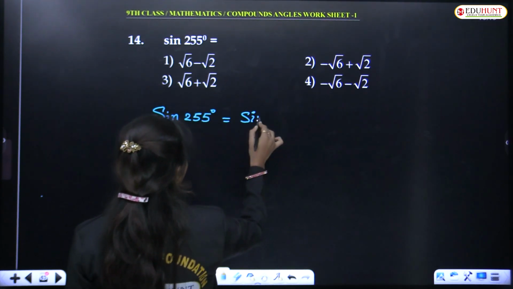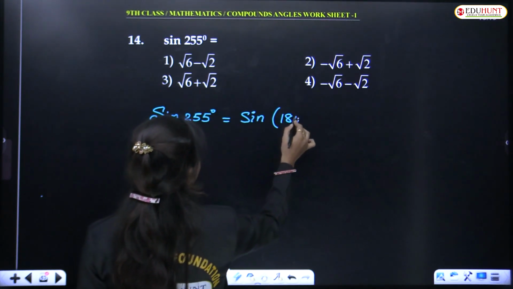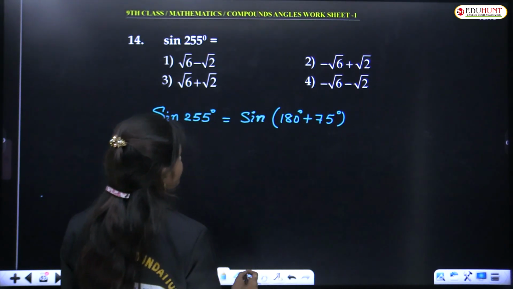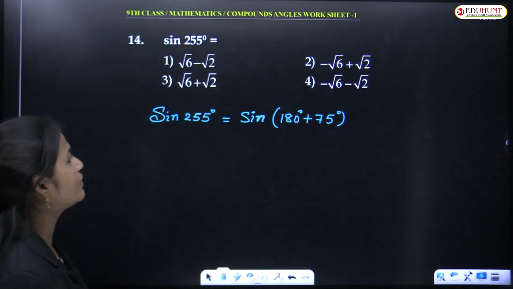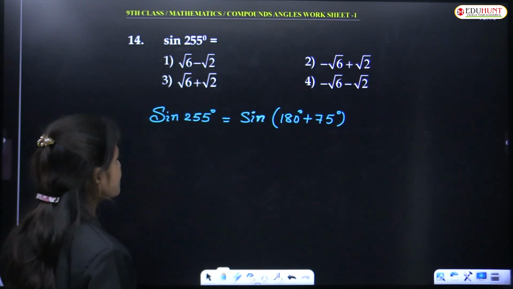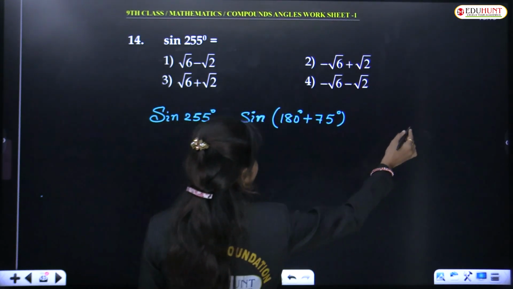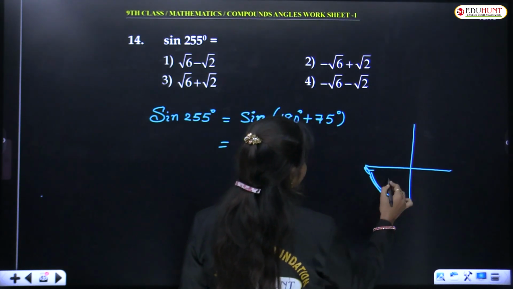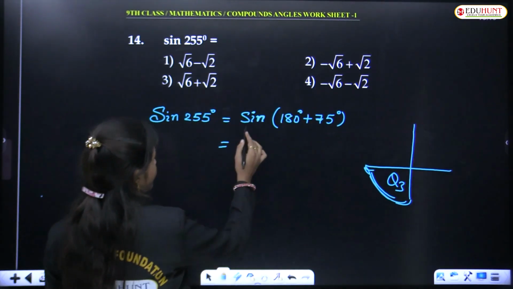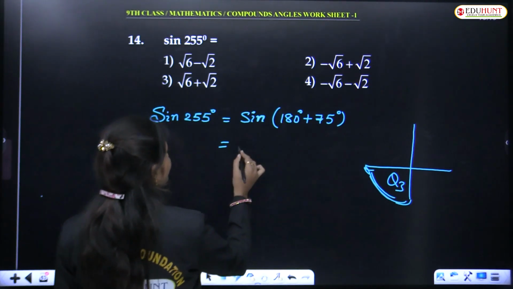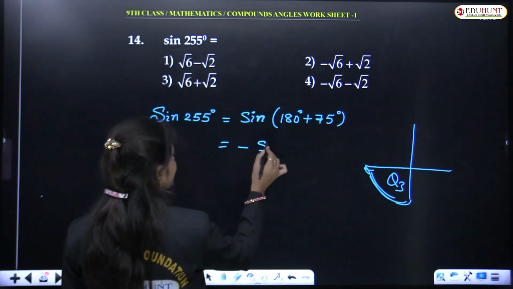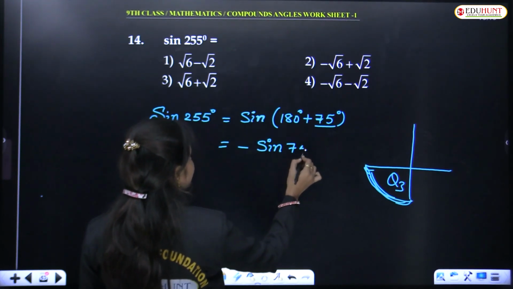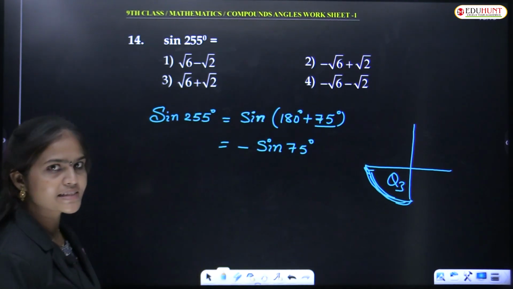So sine of 180 degrees plus 75 degrees. 180 plus 75 is equal to 255 only, no? So that's why sine 180 plus theta. 180 plus theta means that lies in the third quadrant, Q3. In Q3 is sine positive or negative? Negative. And since it is 180, there is no change in the trigonometric ratio. So it is minus sine theta, that is minus sine 75 degrees.